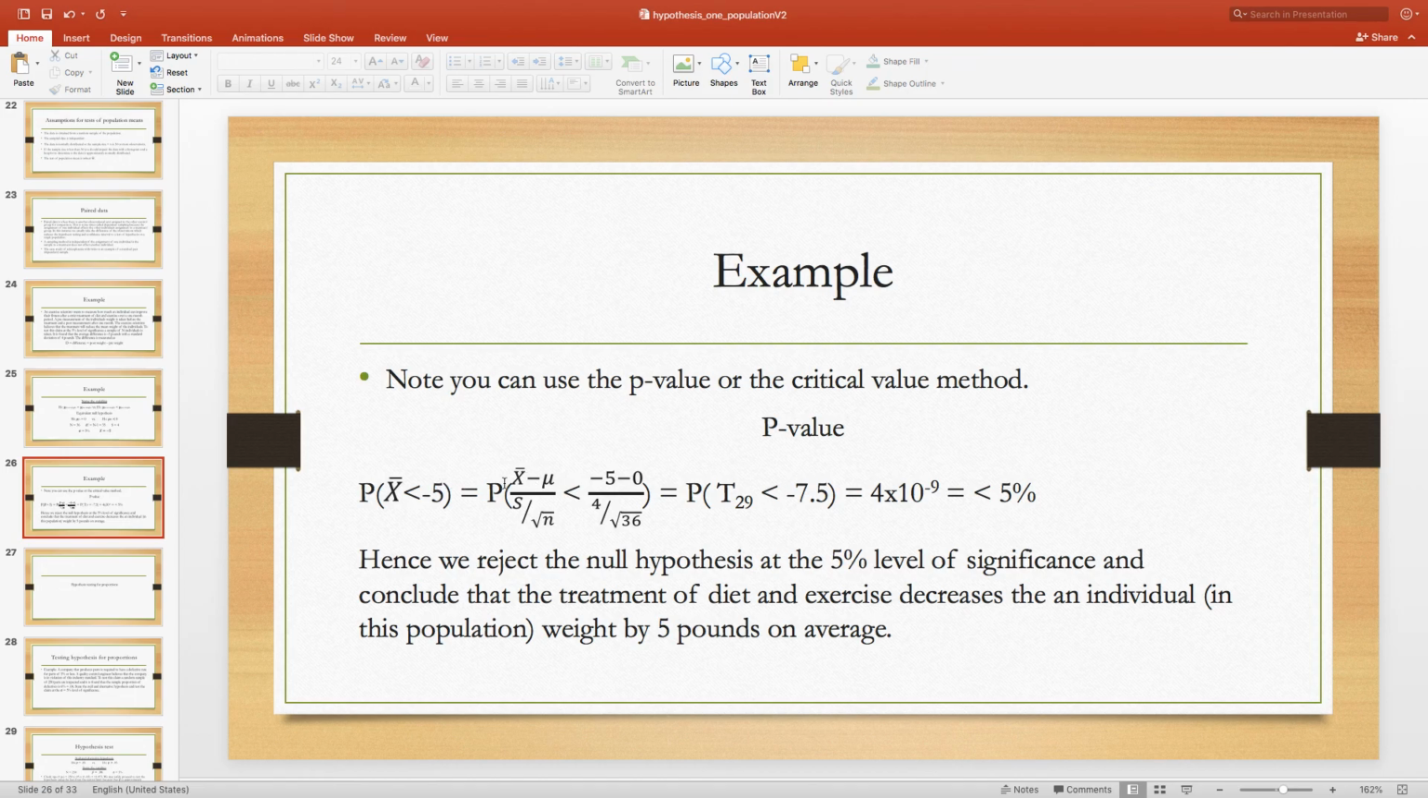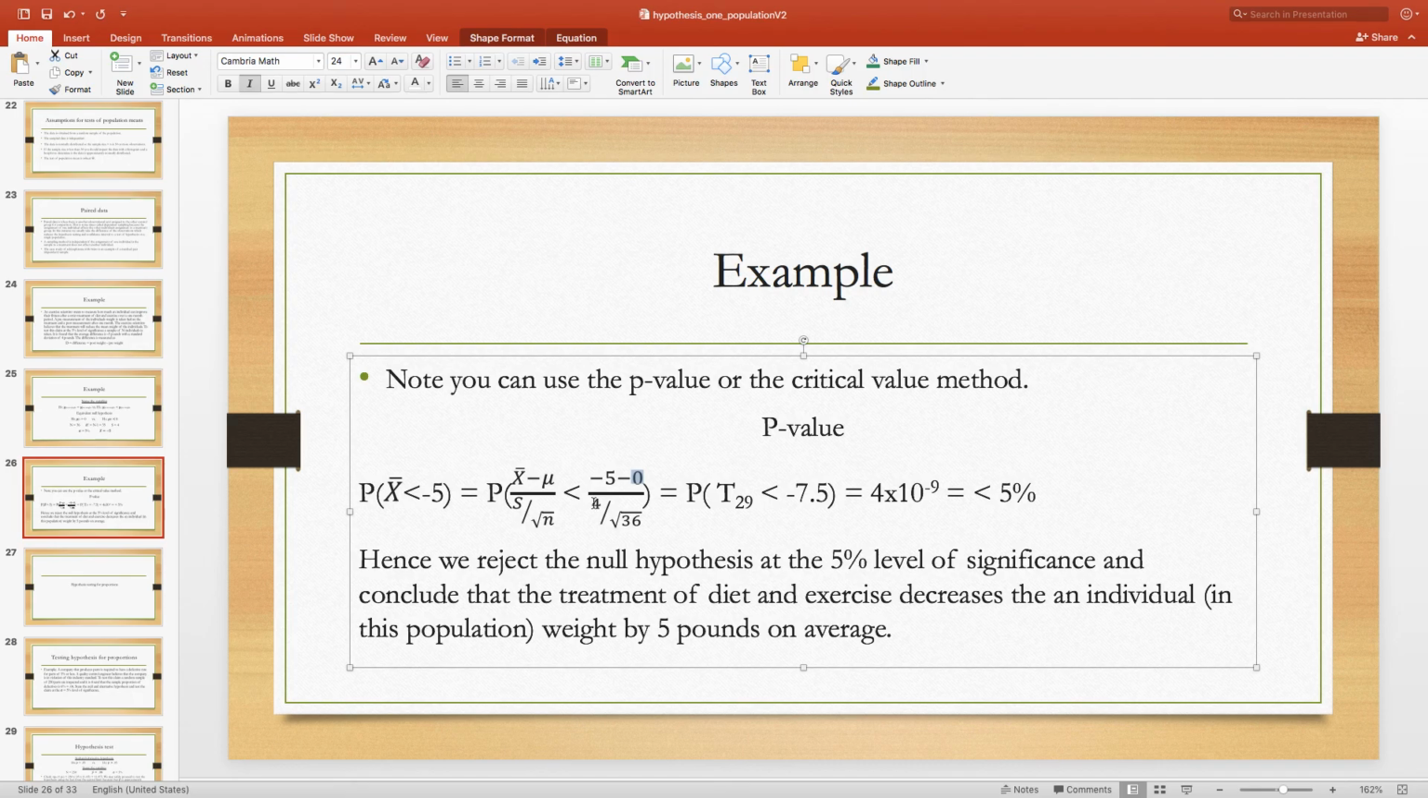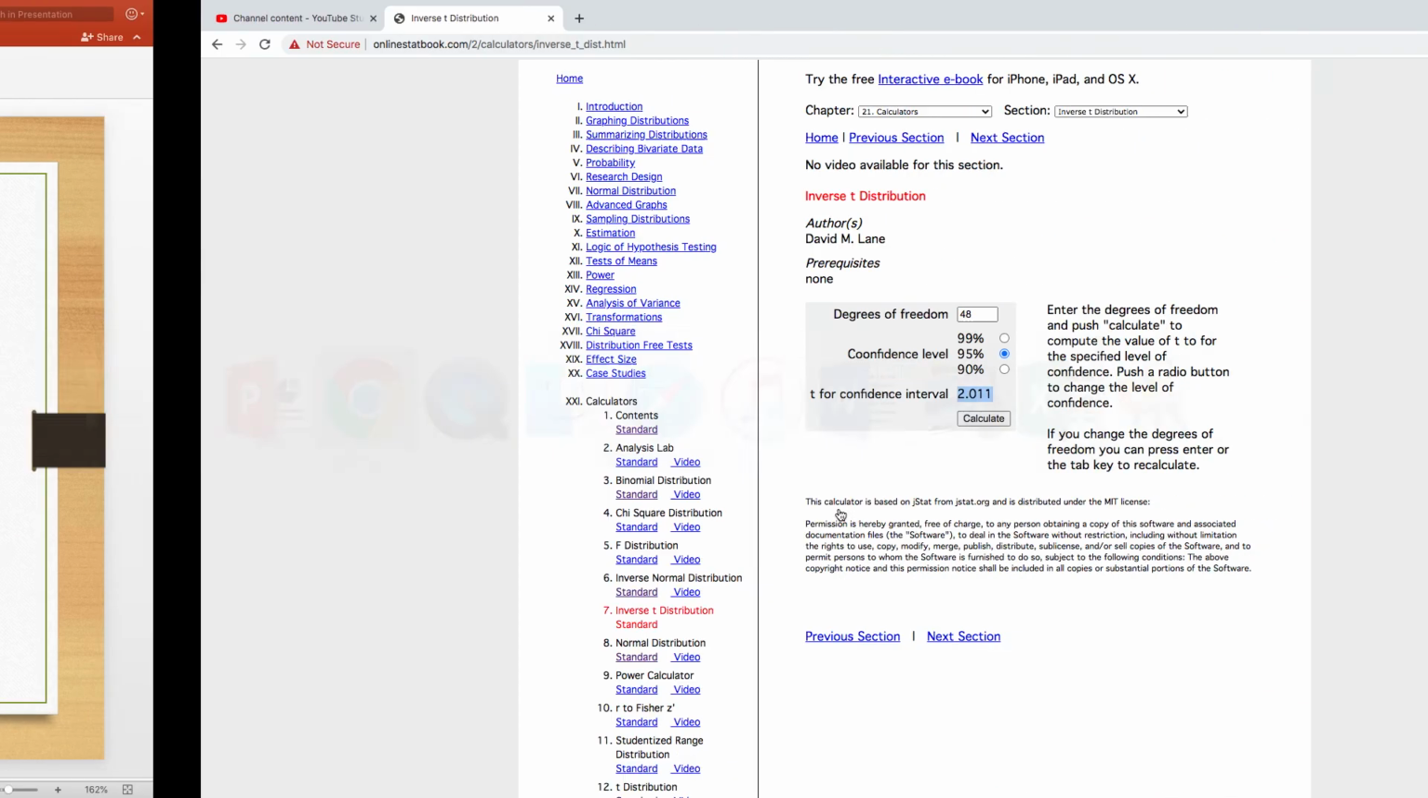So I'm going to subtract the mean, divide by the standard deviation, and divide by the square root of n. So under the null hypothesis, the mean is 0. So I subtract 0, I divide by the standard deviation of 4, divided by the square root of 36. Oh wait, this gives me a nice t-distribution. And I apologize. That should be a t-distribution with 35 degrees of freedom. Okay, and this value is minus 7.5. So I need to calculate the probability that a t-distribution with 35 degrees of freedom is less than minus 7.5. I'm going to use the online calculator.